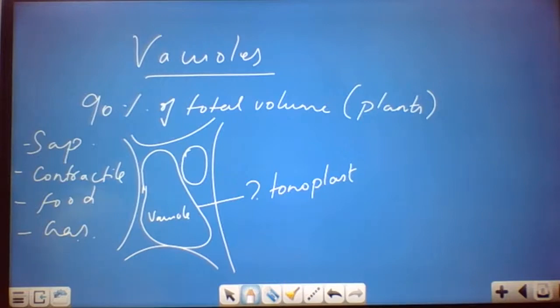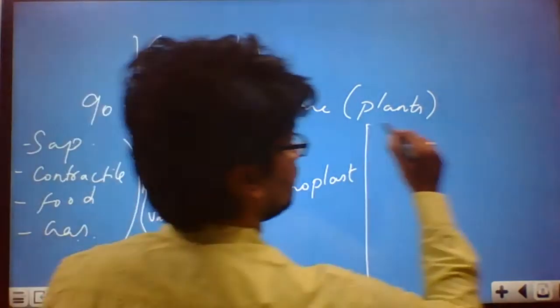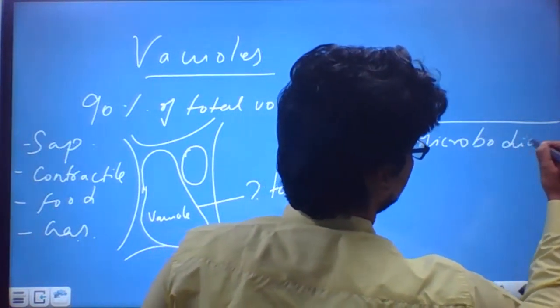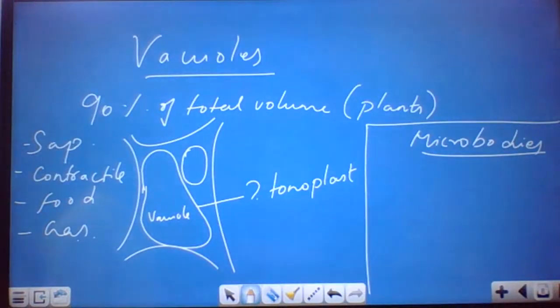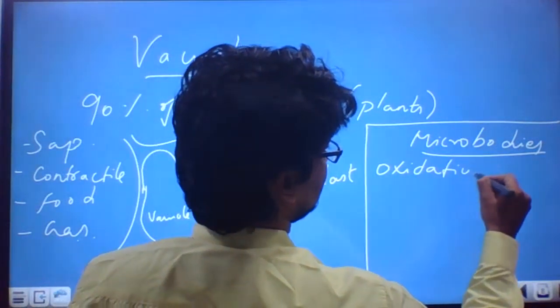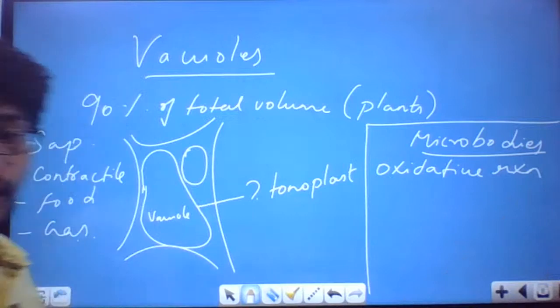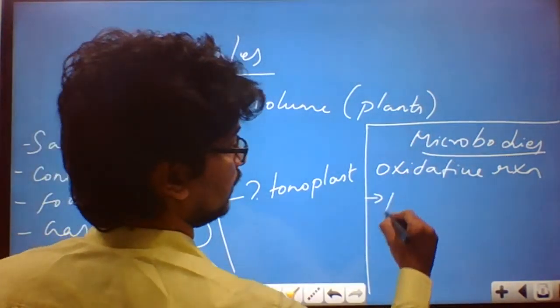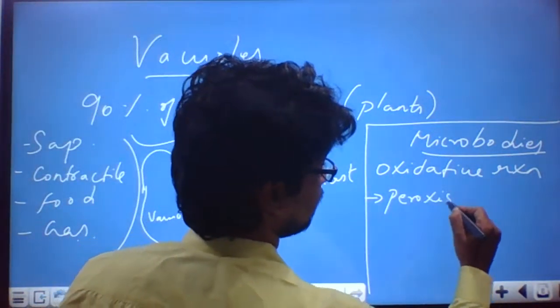So next we move on to the microbodies. Next to the vacuole, we have a specific structure, which we call the microbodies. These microbodies perform an important function in oxidative reactions. The oxidative reaction is usually performed by these microbodies. Now we'll discuss one by one the types of microbodies. We have peroxisome.